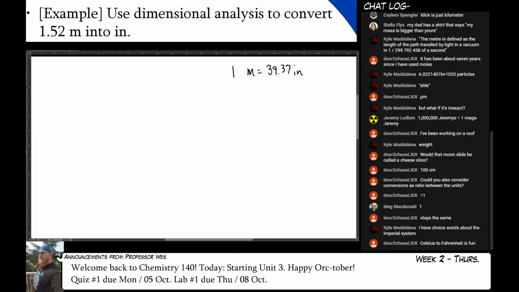All right, so I have this conversion written horizontally, which means that I could write it vertically like this, or that. Either of those conversions is useful. And now what we're going to do is take our known value that we're starting with, 1.52 meters, and I need to multiply it by a conversion that eventually turns meters into inches. So my goal is to turn meters into inches.